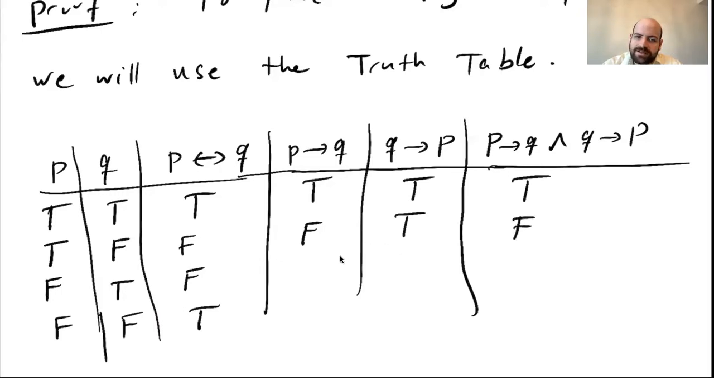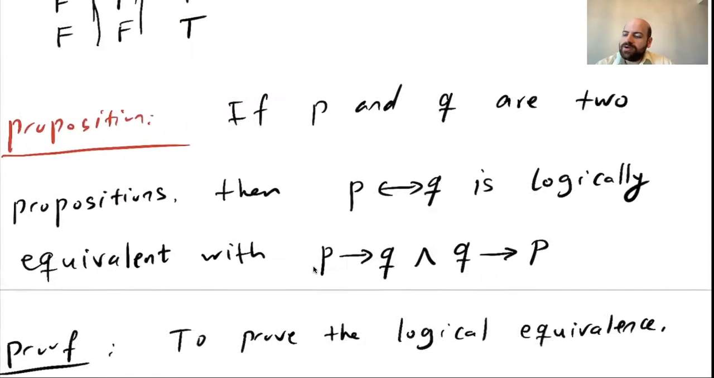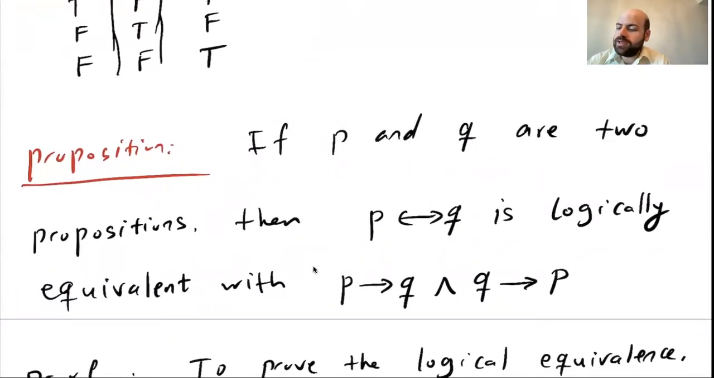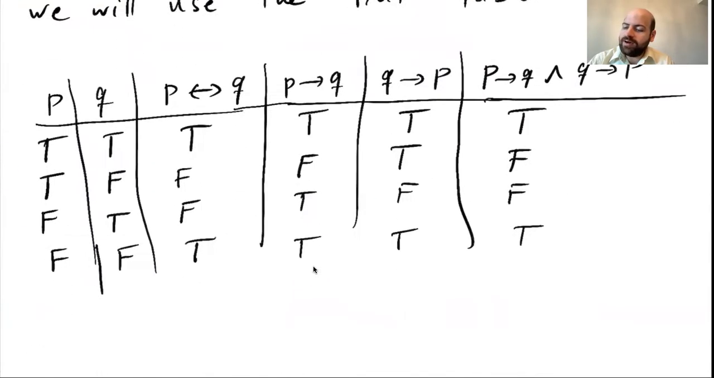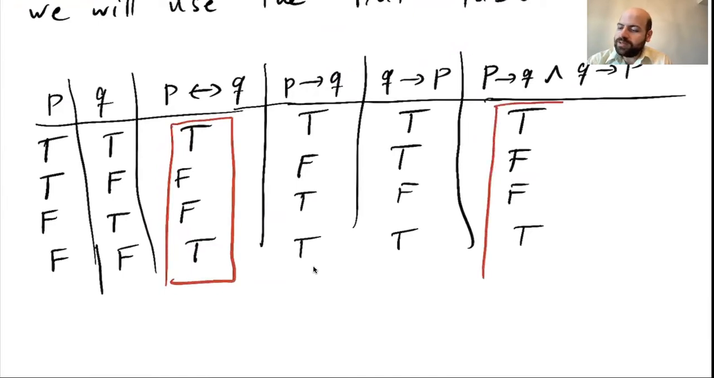So similarly, let's fill this column. False implies true is true, and then this one will be false, and this will be false as well. And this one will be true, this one will be true, true conjunction true is true. Now I have to look at the columns, because remember, what is my goal here? To show the equivalence of P if and only if Q with P implies Q, conjunction Q implies P. So I have to look at the column corresponding to P if and only if Q, and the column corresponding to P implies Q, conjunction Q implies P.